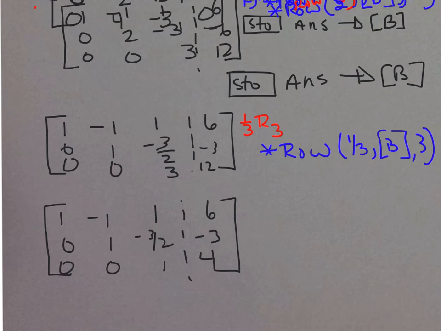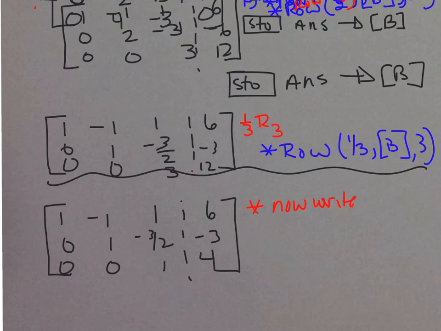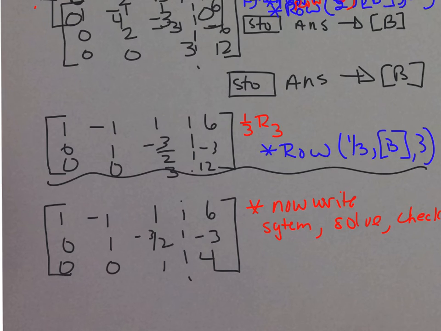Okay, so now that we have our matrix, and I have it in row echelon form, now the next thing you're going to do is you're going to write your system of equations. So write that down. Now, write your system. You're going to solve it, and you're going to check. Okay, so I'm just going to move this stuff up.